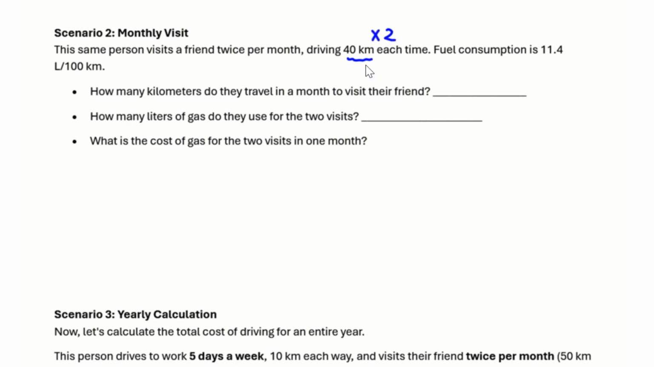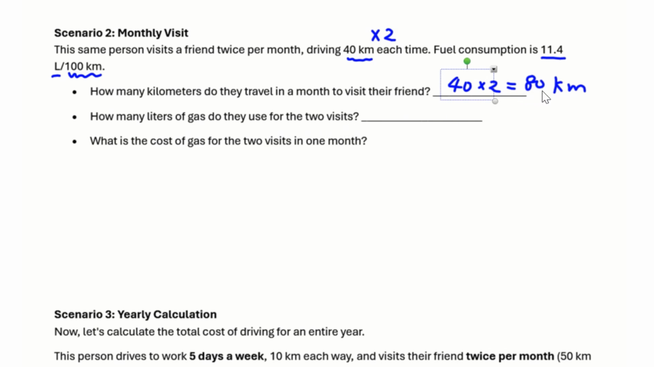So twice, we times 2 for a month. Fuel consumption is 11.4 liters counted by 100 kilometers. So it asks you how many kilometers do they travel in a month to visit their friend. So each time is 40, then we times twice is 2. We have 80 kilometers to visit a friend. How many liters of gas do they use for the 2 visits?